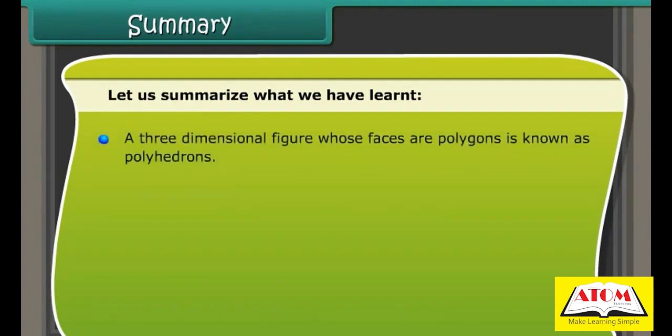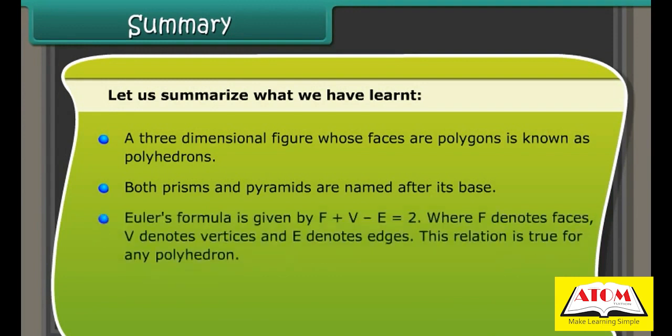A 3-dimensional figure whose faces are polygons is known as polyhedron. Both prisms and pyramids are named after their bases. Euler's formula is given by F plus V minus E is equal to 2, where F denotes faces, V denotes vertices, and E denotes edges. This relation is true for any polyhedron.